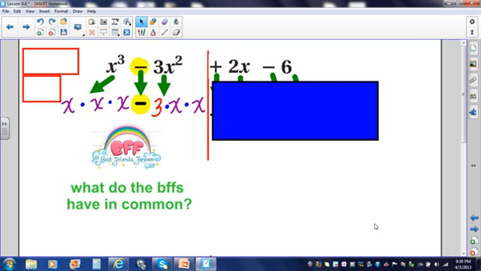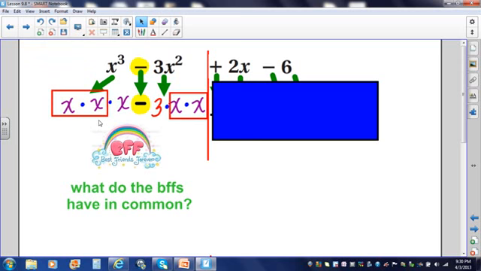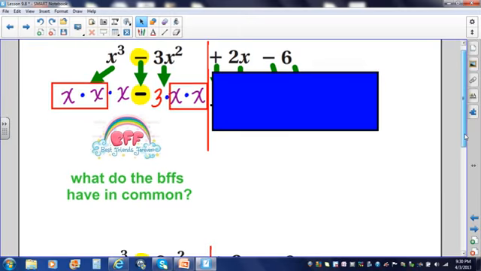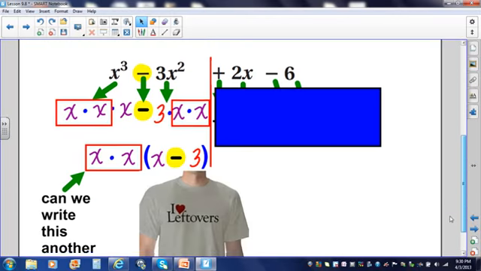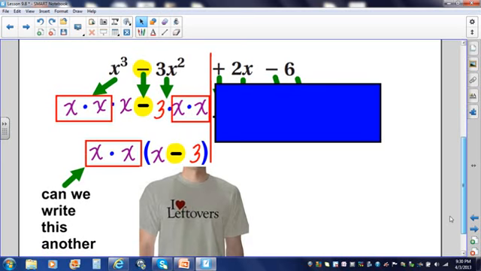Now, I'm going to look at the left side of my polynomial. They are BFFs. So, what things do the BFFs have in common? Well, I see that they both share, they have in common, x times x. Remember that we're going to put what's left over in parentheses.